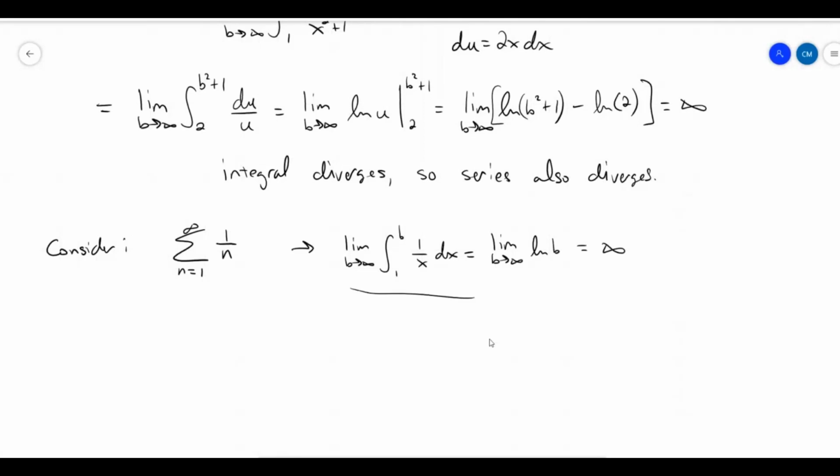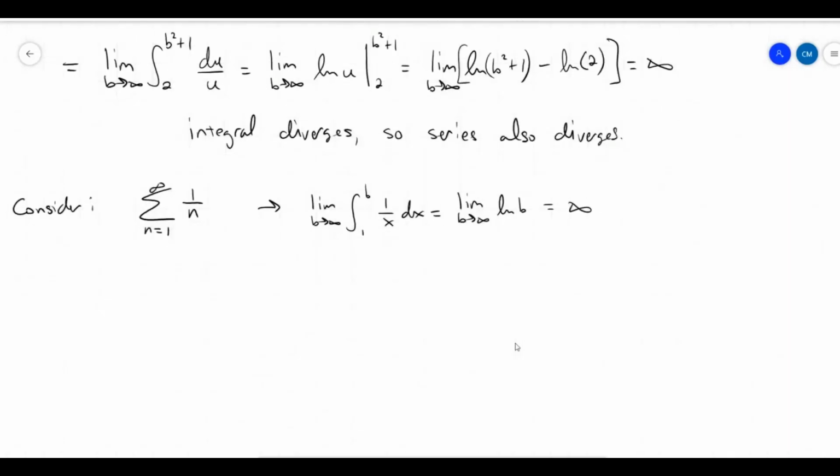Okay. Now, graphically speaking, you can also see why this series does what it does. You can even see why this particular integral test works. So let's consider the function f of x equals 1 over x starting at x equals 1. Okay, so 1 over x is the function that I'm looking at here if I graph it.